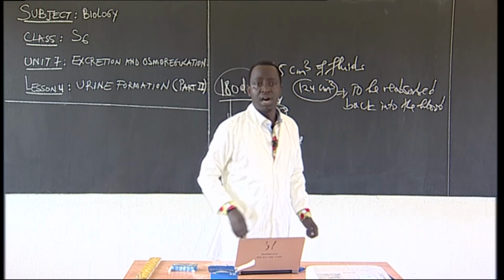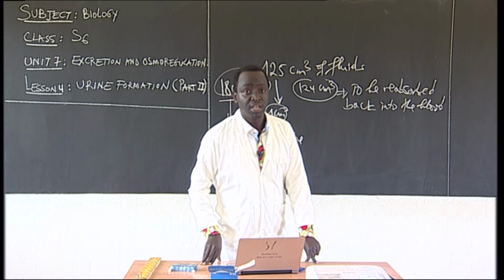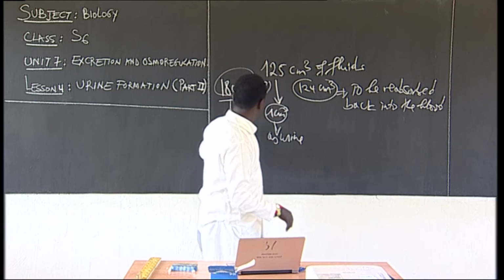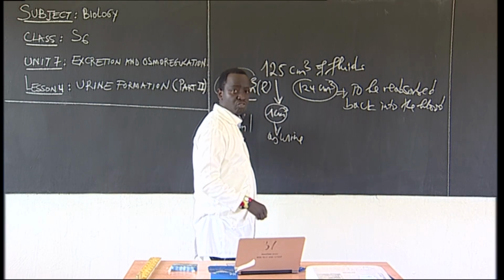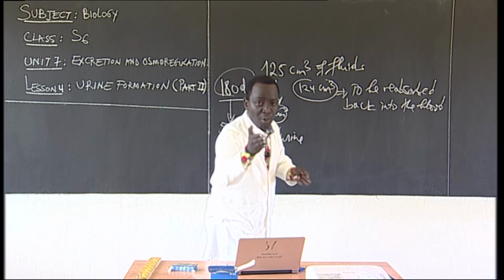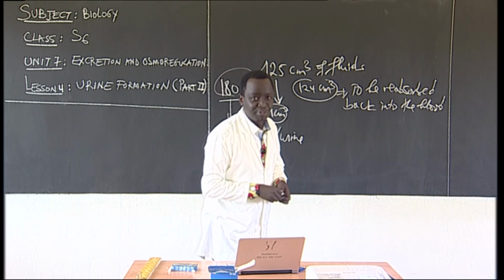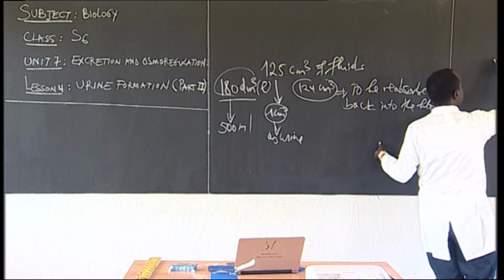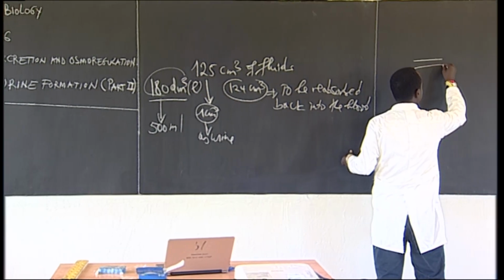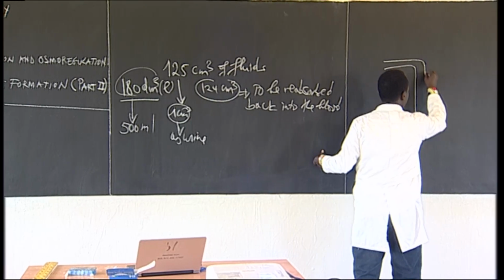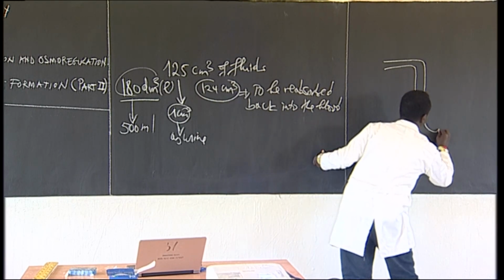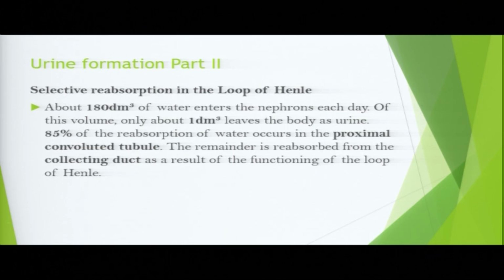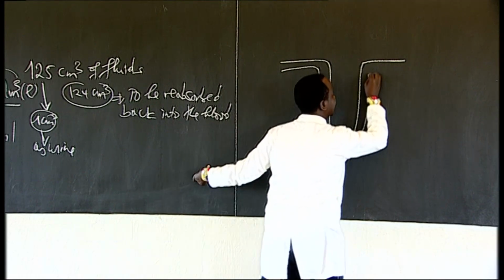Now, let's talk about the selective reabsorption at the loop of Henle. Because when this is finished at the proximal convoluted tubule, the filtrate has to go straight to the what? To the loop of Henle. Now, loop of Henle. For all my friends, this is a wonderful topic.